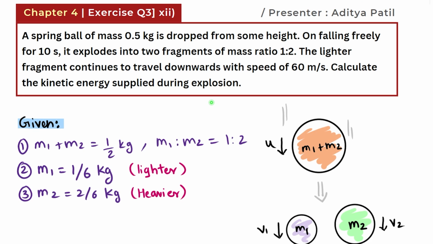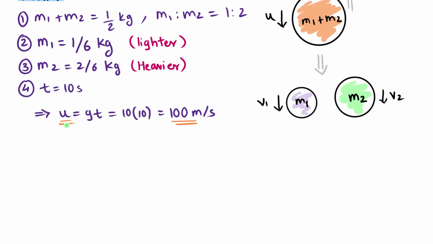Then it is stated that the lighter fragment after the explosion travels with a downward speed of 60 meters per second. We'll come to this part, but let's first find out with what speed our ball was traveling originally, before the explosion. If it was falling for 10 seconds under the influence of gravity, the speed of the ball right before explosion is u equal to gt. This comes from the equation of straight line. So that is 10 into 10, that is 100 meters per second. So that is the speed of this ball right before explosion.